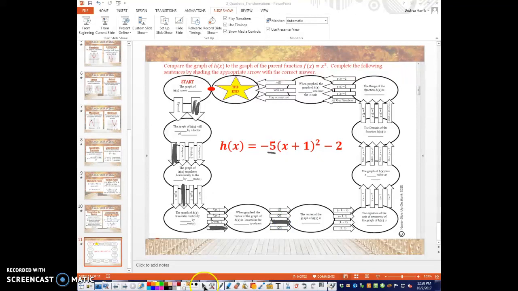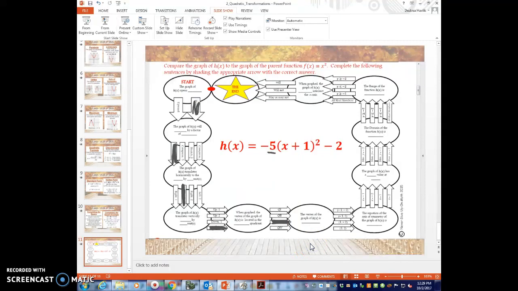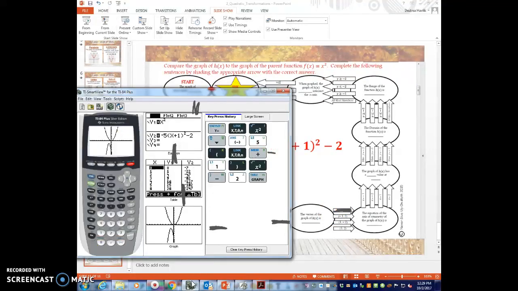Now it wants to know where's the vertex. So the vertex, x first, is -1. And then down 1, 2. So -1, -2. The next one wants to know the axis of symmetry. So remember, it's that line that goes straight through the center. It goes straight through right here at -1.